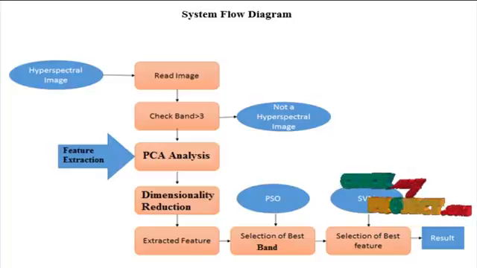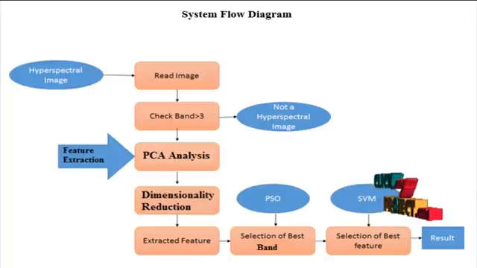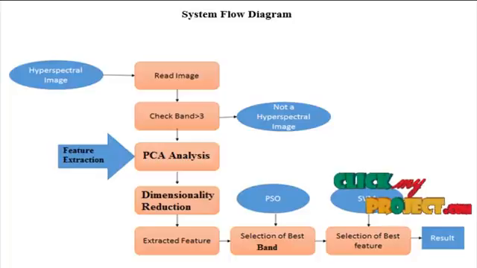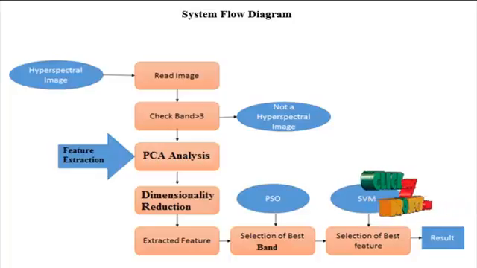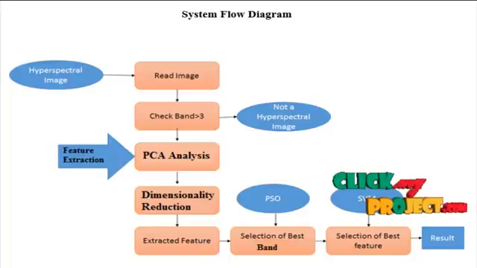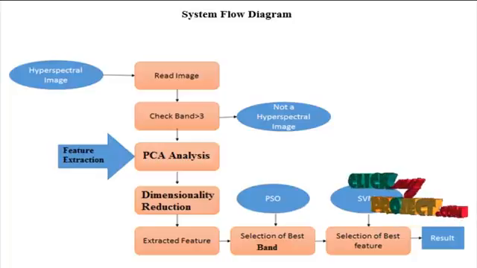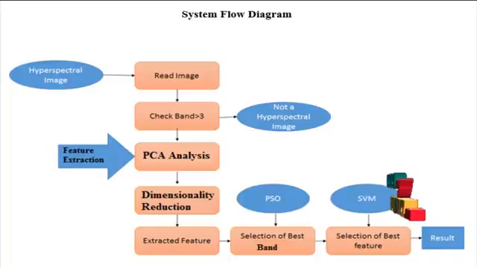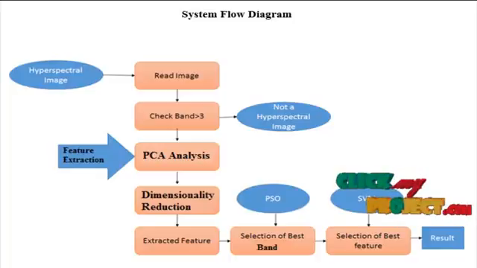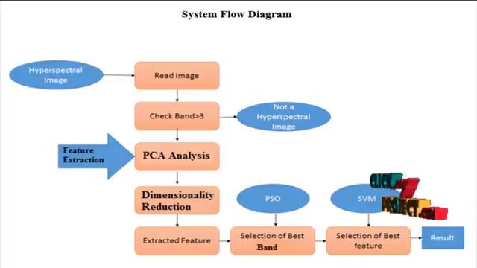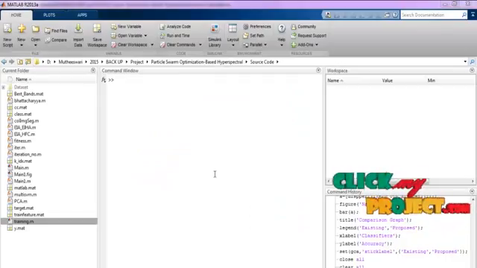Finally, the selected features are classified with the help of the SVM classifier, that is support vector machines. Support vector machines are supervised learning models with associated learning algorithms that analyze data and recognize patterns, used for classification and regression analysis. Given a set of training examples, each marked as belonging to one of two categories, an SVM training algorithm builds a model that assigns new examples into one category or the other, making it a non-probabilistic binary linear classifier. Let me discuss the running procedure for our process.